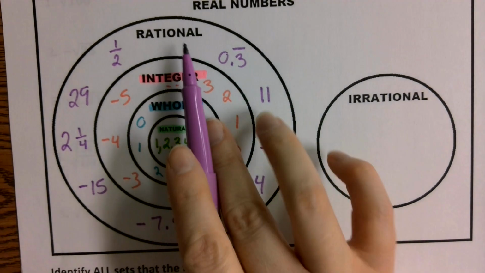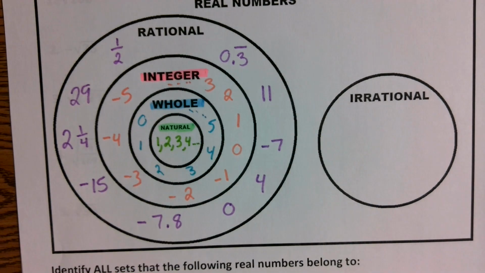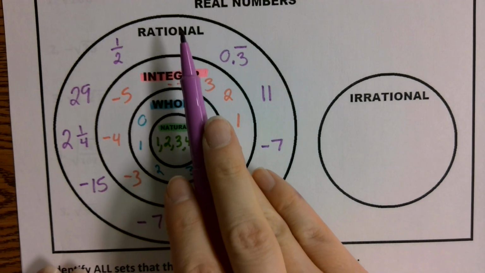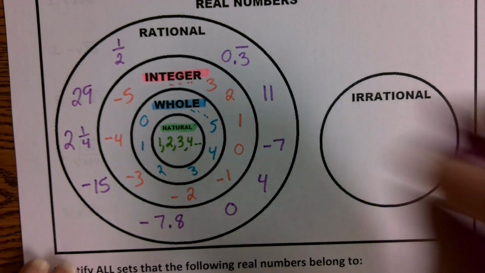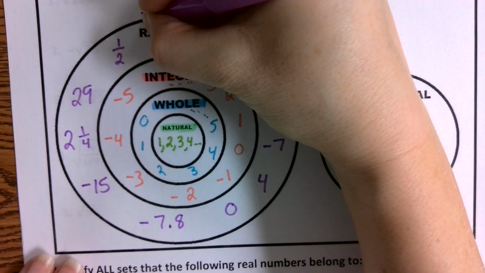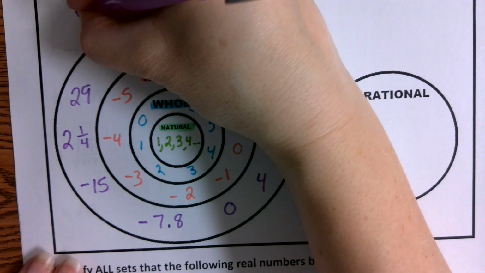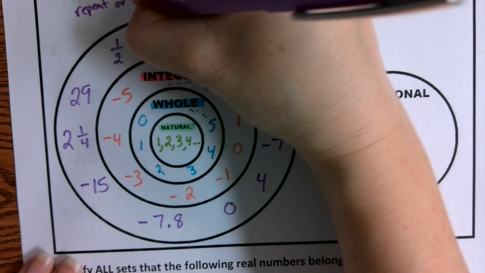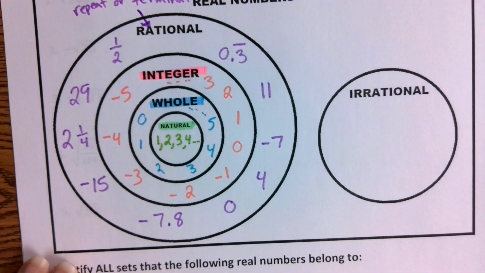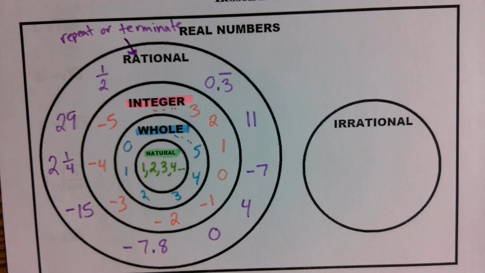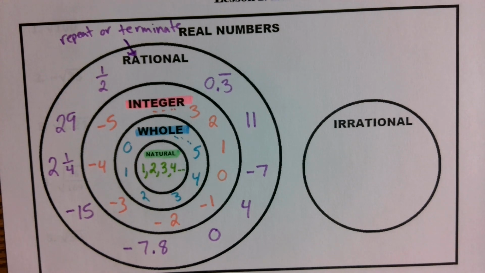Okay, now what's really important to remember with rational numbers is that when converted to a decimal, they either repeat or terminate. That's really important to keep in mind. Rational numbers either repeat or terminate when they are in their decimal form. Okay, they can go on forever and ever, but they have to either repeat in decimal form or terminate as a decimal value. Okay, that's our rational numbers.